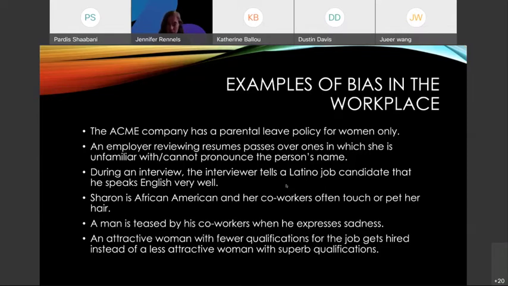And these affect workplace policies, they affect hiring, and they affect office interactions. And so they can occur at so many different levels in the workplace. So it's important to be aware of how these can manifest and how they can impact others.